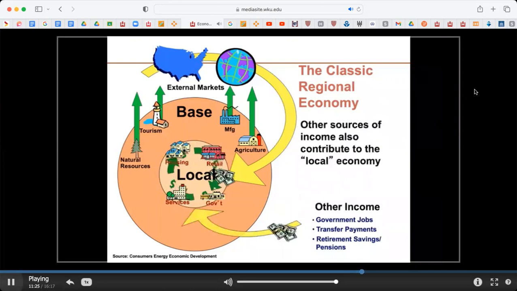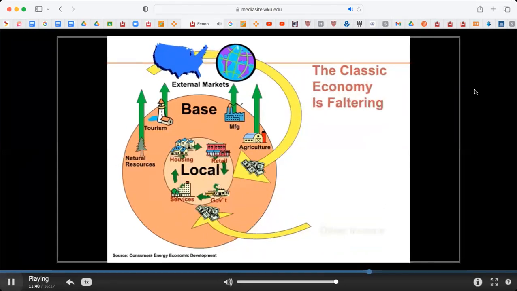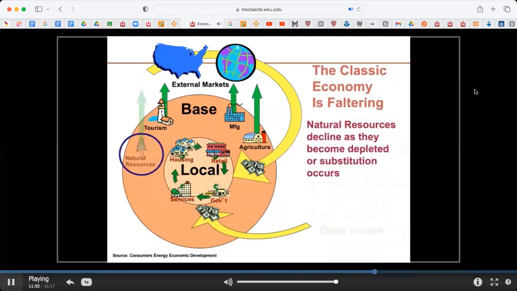Other sources, of course, include government jobs, transfer payments, retirement savings, pensions, things like that. Those are also what we would consider to be other income sources, but they are in some respects base services. But what we've seen in the last few years with the globalization and the changing nature of the economy is this classic model is faltering a little bit.